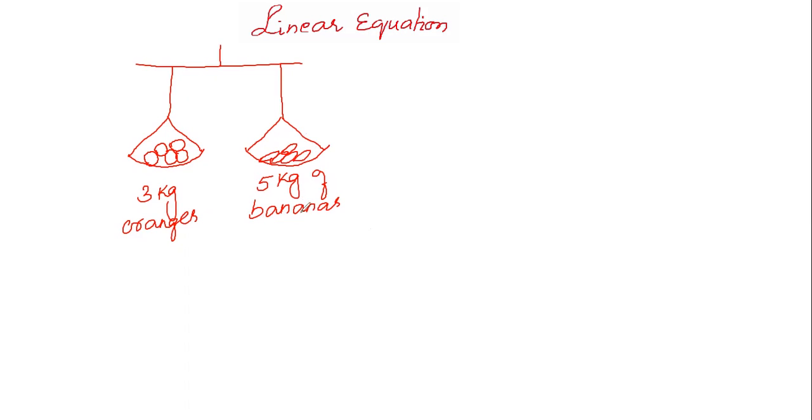So either you have to reduce 2 kgs on the right, or you have to increase 2 kgs on the left. So you have to add 2 to make 5 kgs, or reduce 2 kgs on the right to make it balance. Either side should have 5 kgs or either side you should have 3 kgs. The same way is the equations.